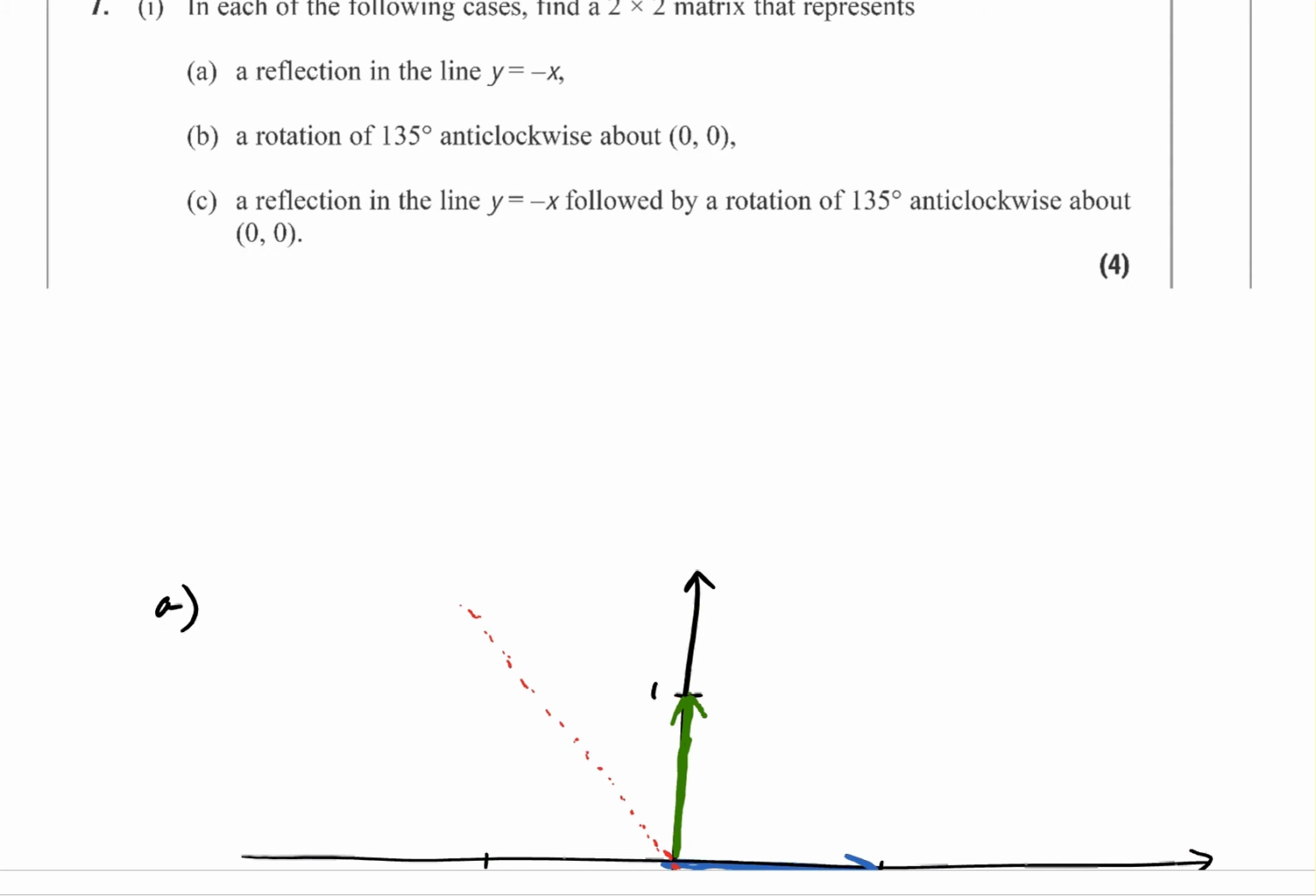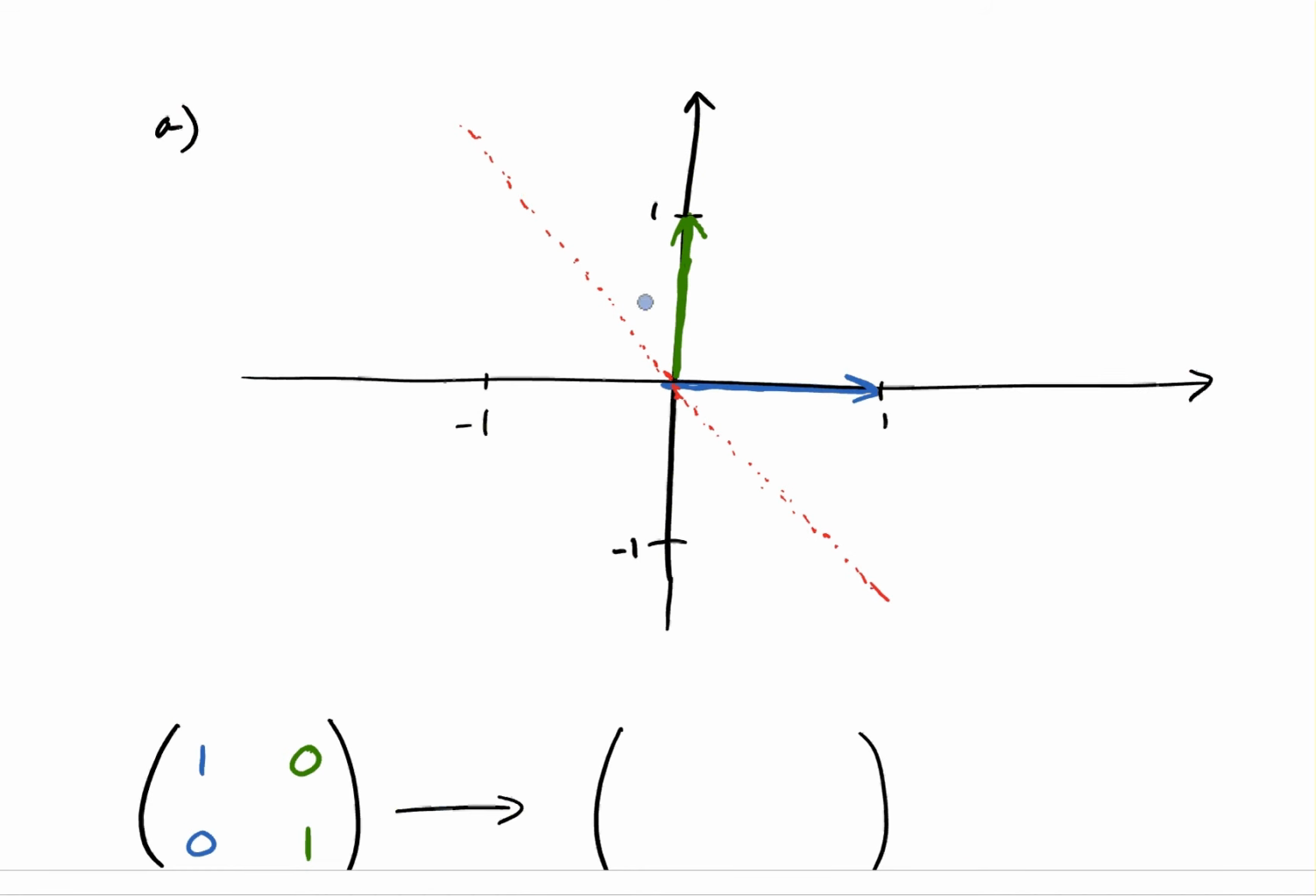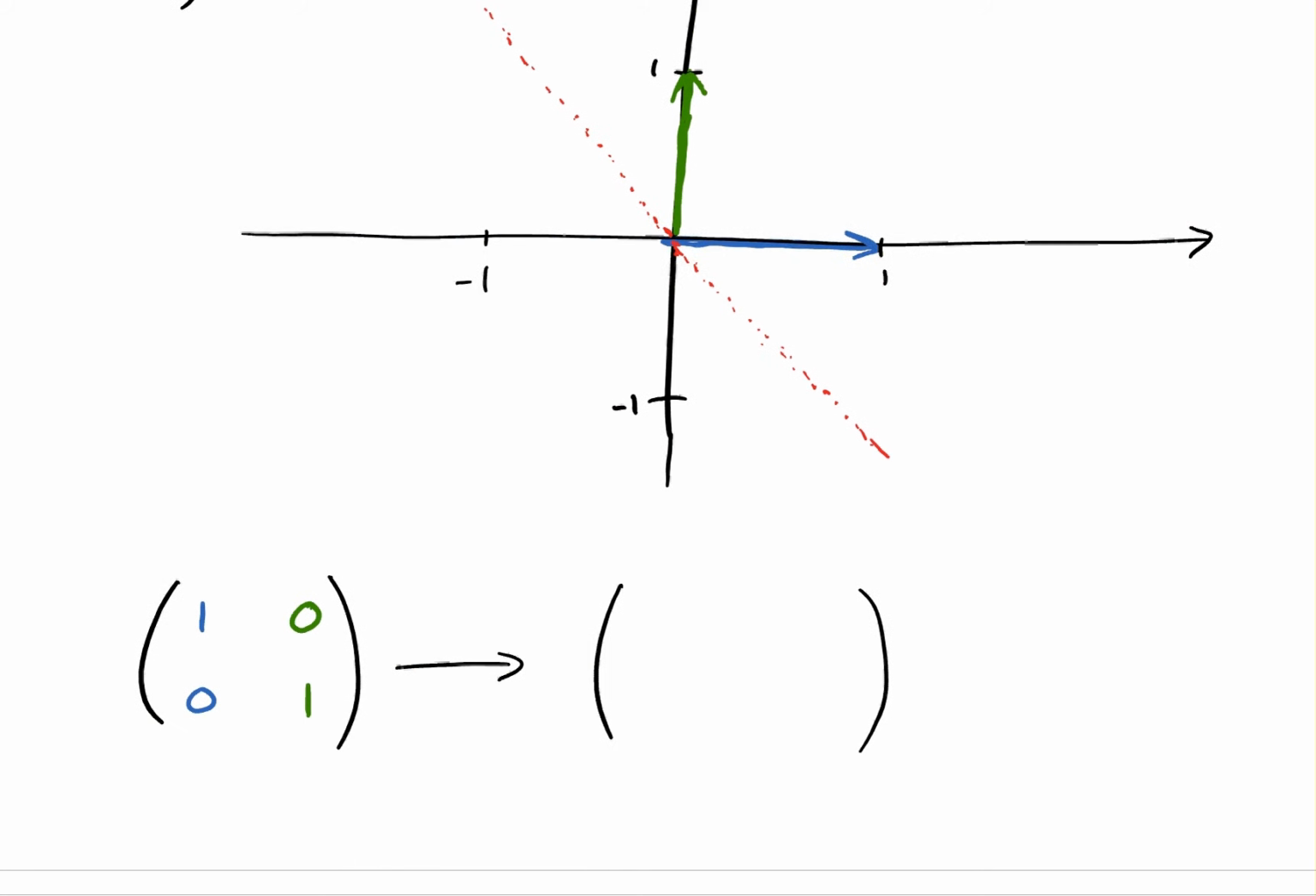And we're told in the question that we want to reflect it in the line y equals minus x. So you can see here that I've drawn the line y equals minus x in here in red. Okay, so where does this 1, 0 coordinate go? And then where does this 0, 1 coordinate go? And that will be our transformation matrix. So if we reflect this coordinate here, this 1, 0 in the line y equals minus x, it will end up down here. And that is the coordinate. What is that coordinate? You move 0 across, but you move negative 1 down. So 1, 0 goes to 0, negative 1.